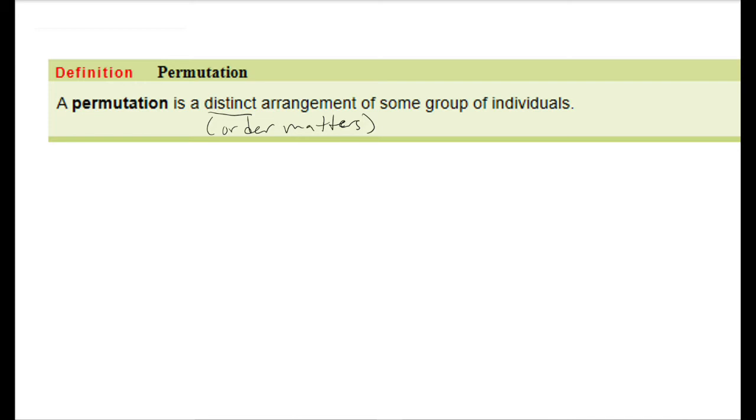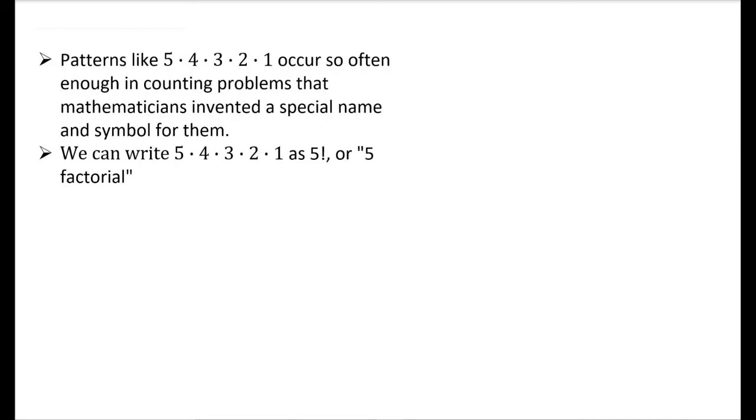All right, now that we know what a permutation is, we're going to talk about another way of calculating permutations. Notice that in order to talk about that other way, we need to talk about what is known as a factorial. Patterns like 5 times 4 times 3 times 2 times 1 occur so often in counting problems that mathematicians invented a special name and symbol for them. We call 5 times 4 times 3 times 2 times 1 "5 factorial." It's not pronounced 5 or 4 or 3 with extra emphasis because of the exclamation mark. It's actually pronounced just 5 factorial or 4 factorial or 3 factorial.